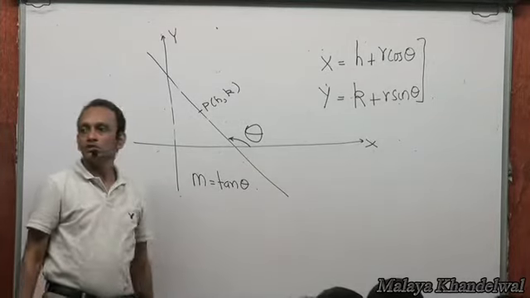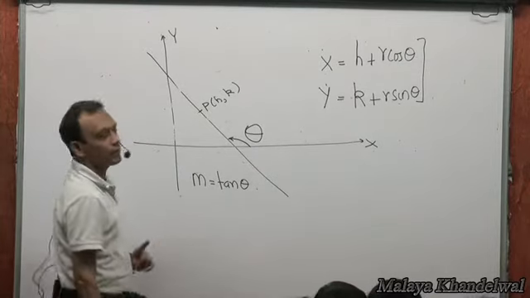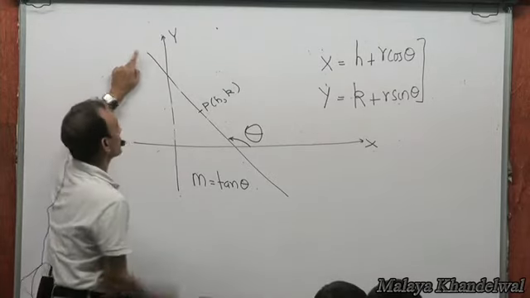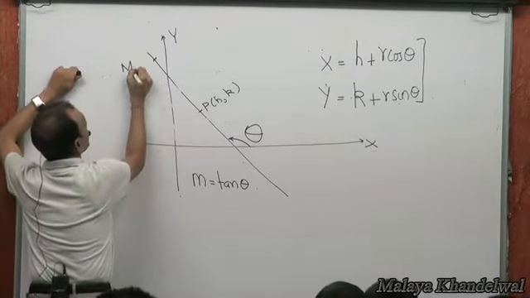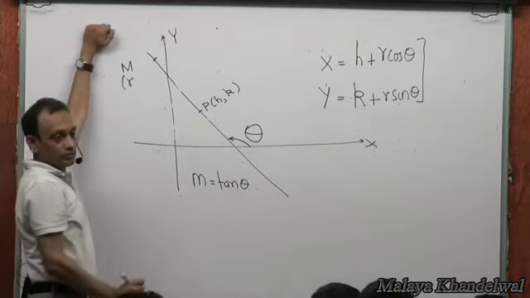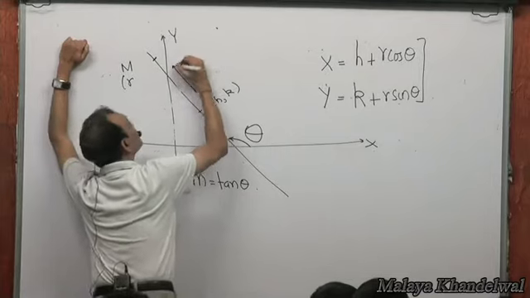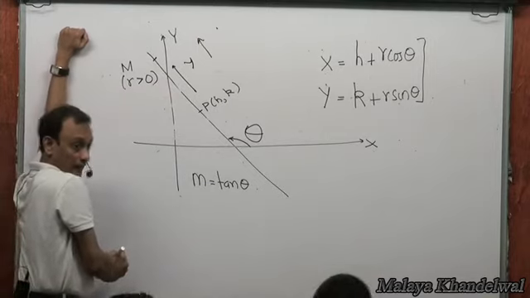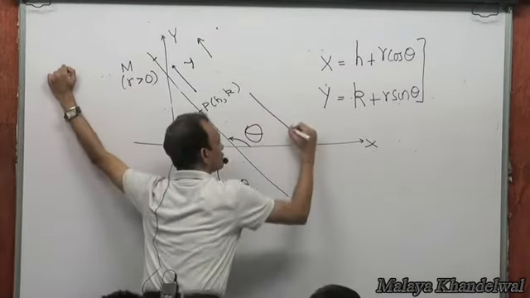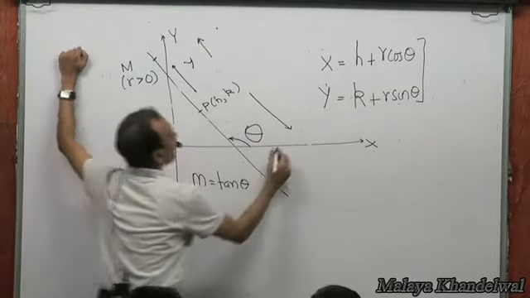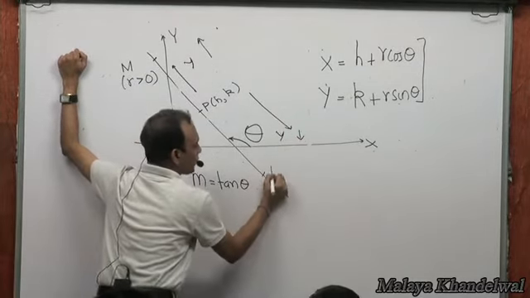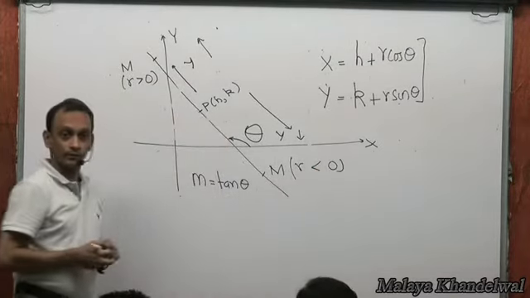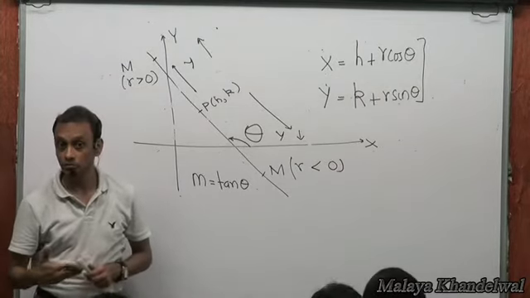Now, tell me, if I go in this direction, will I get positive r's or negative r's? Suppose I have a point M here. Will r for this point be positive or negative? Positive. Why? Because in this direction the y's increase. So r for this M would be positive. In this direction, the y's decrease. So if you looked at a point M here, the r for this point would be negative. Yes or no? Yes.